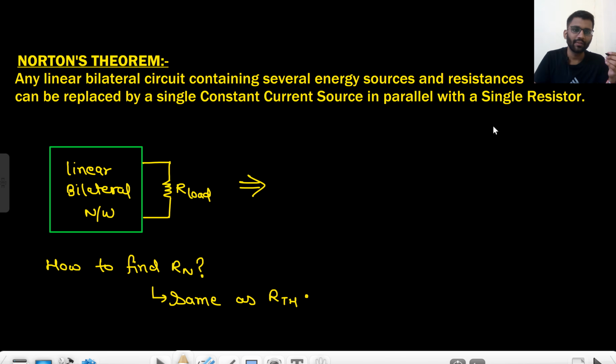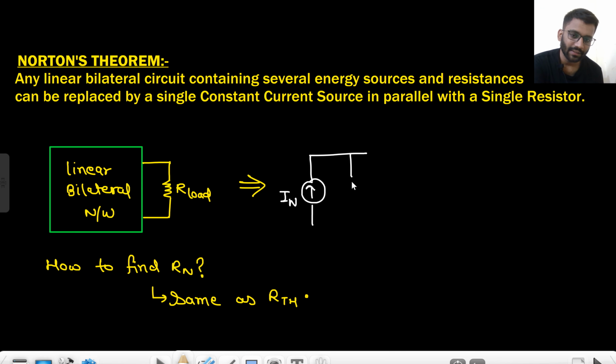What did we do in Thevenin's theorem? We replaced the whole bilateral network with a voltage source and a resistance in series. In this theorem, what will we do? We will replace the whole circuit with a constant current source in parallel with a single resistor. So this whole bilateral network will be replaced with the constant current source. The value of the current source we call IN, the Norton current, and a resistance in parallel, RN. So this is how it will be replaced, and R load will remain as it is.